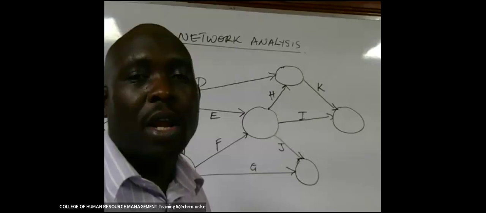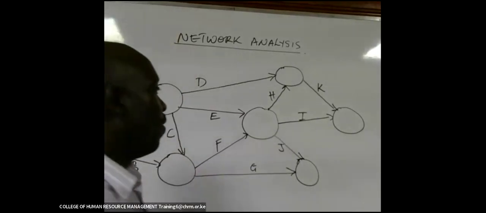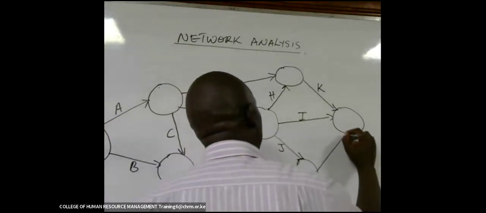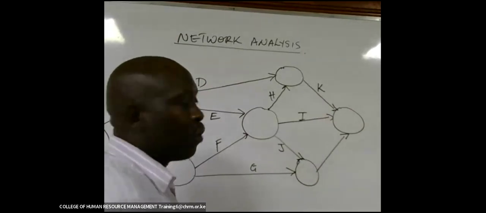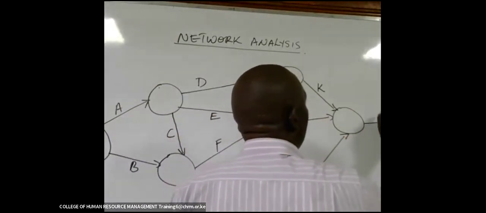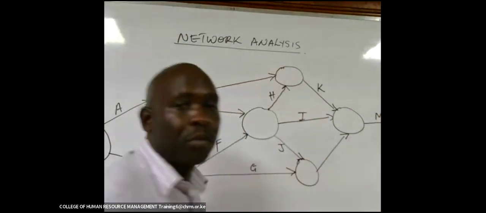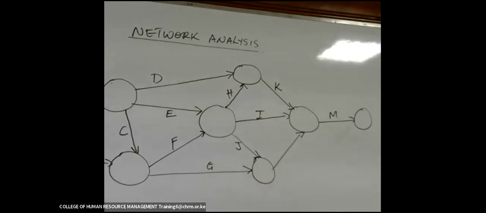So you will have it from G, J is here. Then they will go and meet where K and L have been completed, so that we can now have the last activity, which is simply your activity M. And that is how your network diagram will look like.